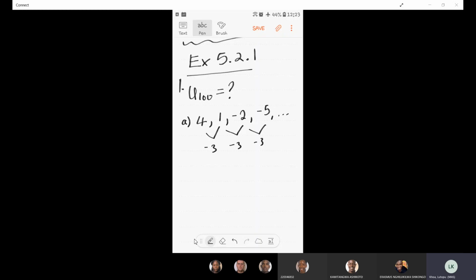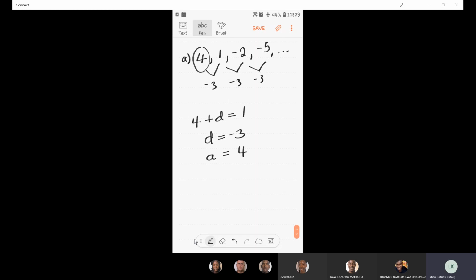Okay, then we can work out D. We know what A is. So I know that if I have the first term A and then I add D, that will give me the second term. So this means that D is equal to -3. And then my first term A, this is just 4, as I can see it in the sequence. Then I rewrite this UN. This is equal to A, which is 4, plus N minus 1 times D, which is -3.